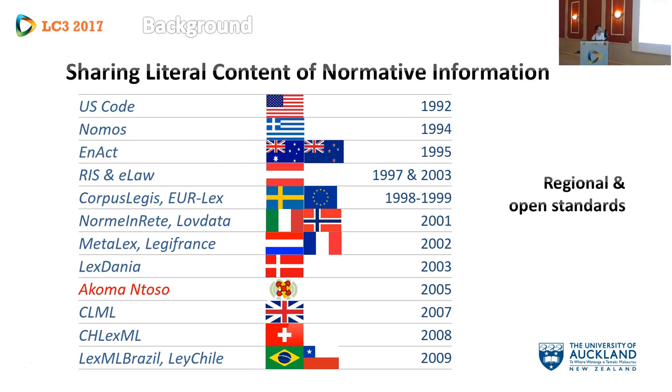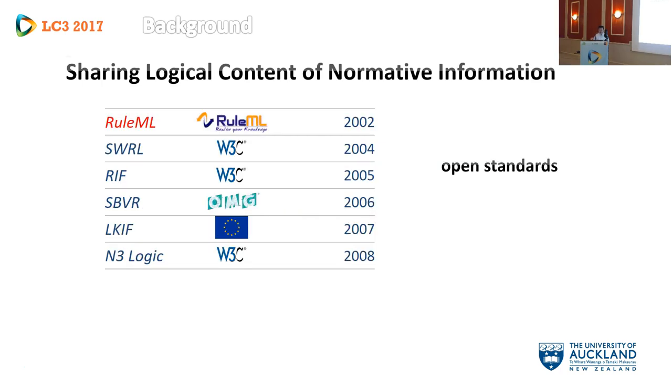So this is a list of regional standards, and a couple of open standards, for sharing the textual content of legal documents, the look and feel of documents. We have US Legislative Markup and US Code in the US, and Nomos in Greece, etc. I'd like to draw your attention to Akoma Ntoso, shown in red. That is the base of LegalDocML. This standard dates back to 1992. And for the semantic, the rule, the logical content of a document, we have RuleML, which is quite important for LegalRuleML, and the rest of the standards that we see here, which are mainly open standards.